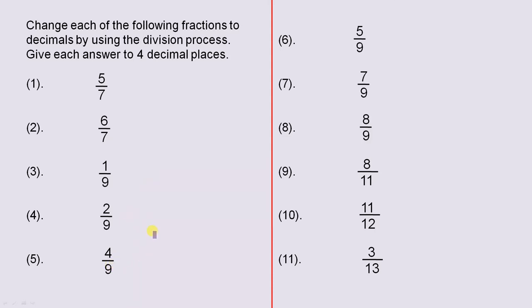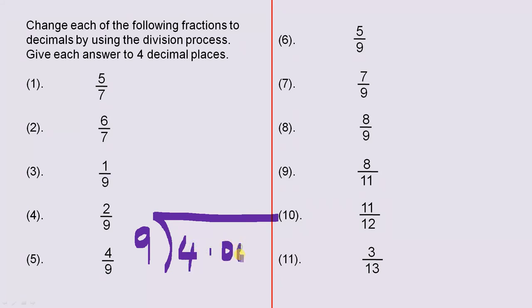Quickly look at this one. We have 9. What are you dividing 9 into? You're dividing 9 into 4.000. I've only put 3 zeros. You can put 5 or 6, it doesn't matter. Keep doing the division process and see if some type of pattern emerges in the answer, and that way you can write it down. And always look for a pattern. If there's no pattern, just write it to 4 decimal places.